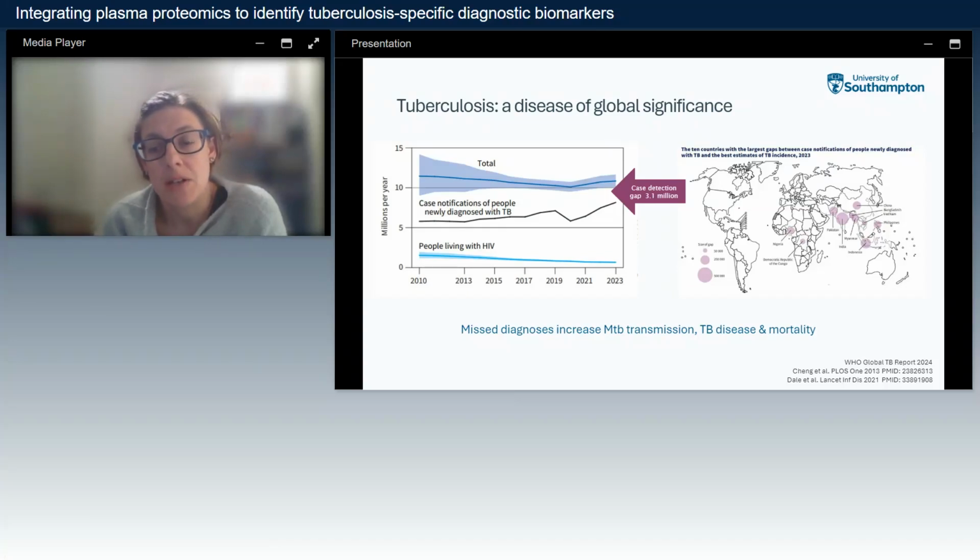The map on the right shows the highlighted areas where this diagnostic gap is largest, as you can see by the pink circles. These misdiagnoses increase TB transmission and the chance of getting significant lung disease, with delays of diagnosis and ultimately mortality from the disease.